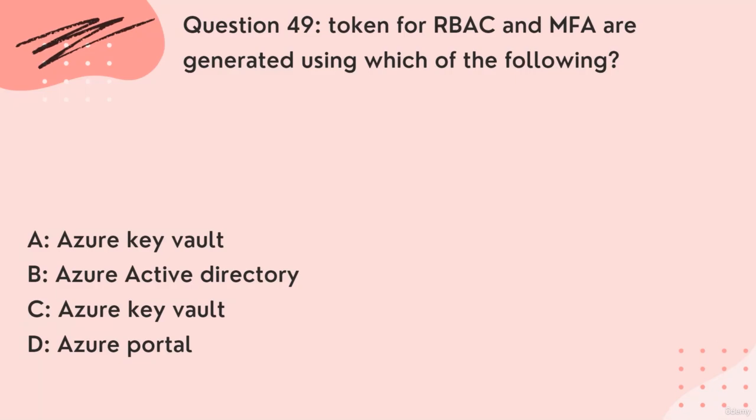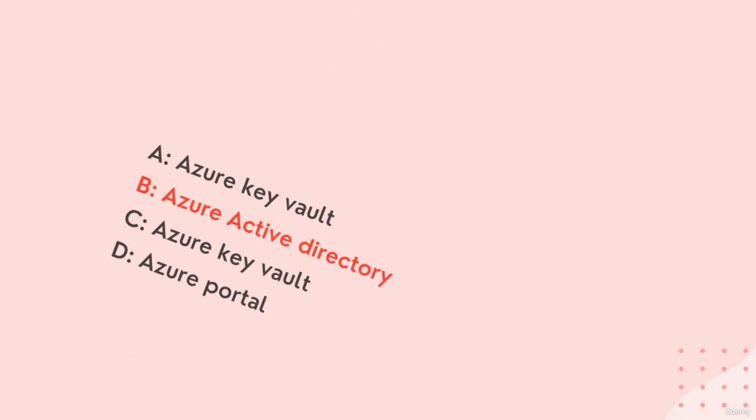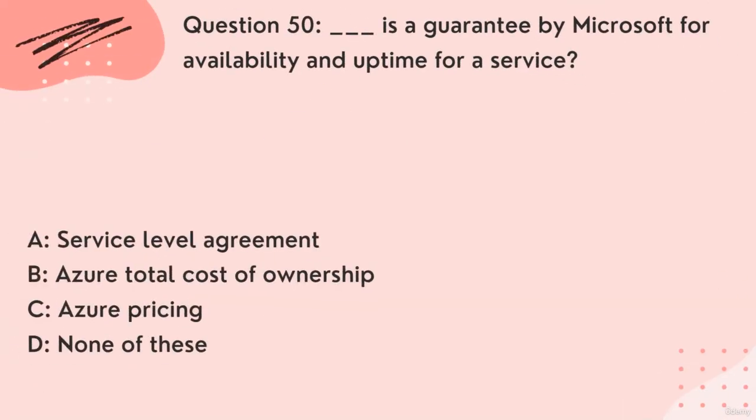Moving forward, tokens for RBAC and MFA are generated using which of the following? Tokens for role-based access control and multi-factor authentication are made sure by Azure Active Directory. Whenever you see the words single sign-on, role-based access control, or multi-factor authentication, always remember Azure Active Directory is the backbone for them.